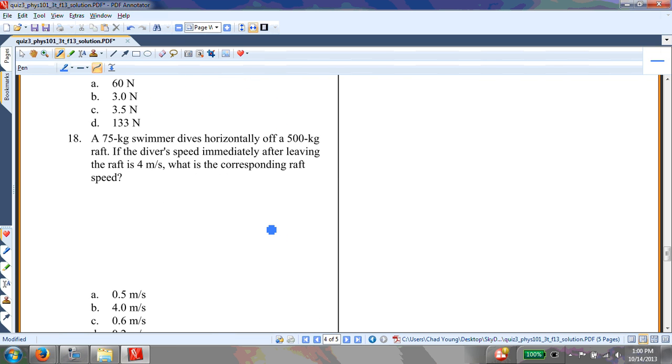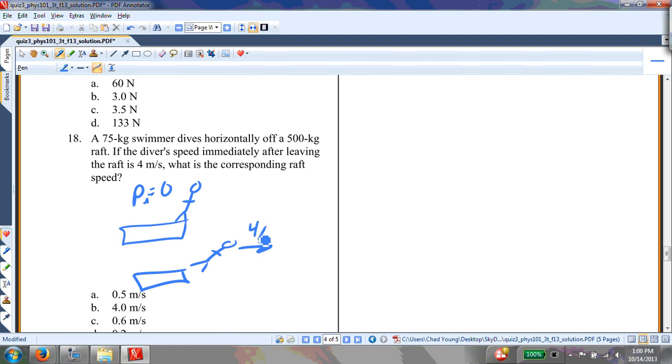A 75 kilogram diver dives horizontally off a 500 kilogram raft. Diver speed immediately after leaving the raft is 4 meters per second. What is the corresponding raft speed? So here's my raft, here's my person in the initial state. In the initial state, momentum equals 0. In the final state, the person goes off in this direction at 4 meters per second, and the raft goes off in this direction at some velocity that we want to know.